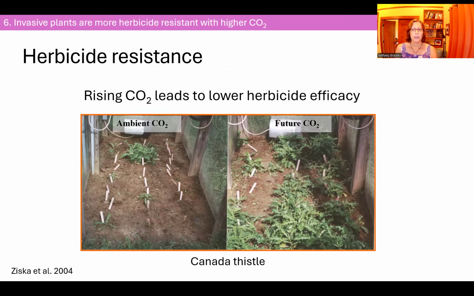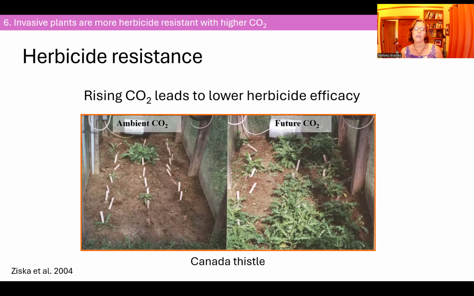And then the last thing to be aware of is that rising CO2 has also been shown to reduce herbicide efficacy. So these are some experiments. These are getting a little old at this point. From a paper in 2004, experiments with Canada thistle, which is more of an agricultural weed. The plot on the left was exposed to ambient atmosphere, which was about 400 parts per million CO2, a little bit lower than today. And then the plot on the right was exposed to about 750 parts per million of CO2.